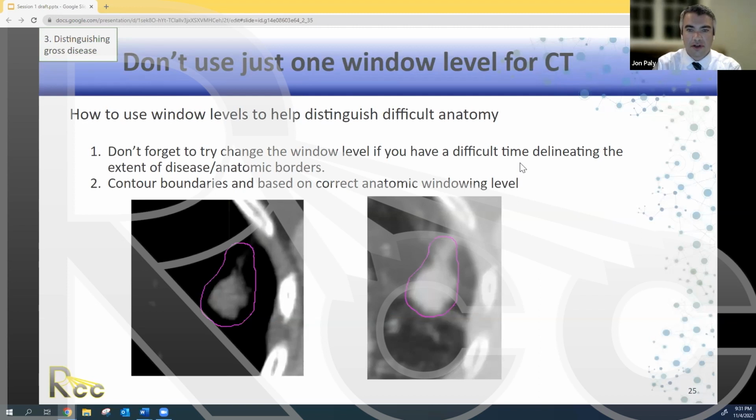This is another lung tumor where we can see that the same exact tumor, when windowed differently, looks very, very different, and you would massively under contour this if you were to only look at it in the mediastinal window.